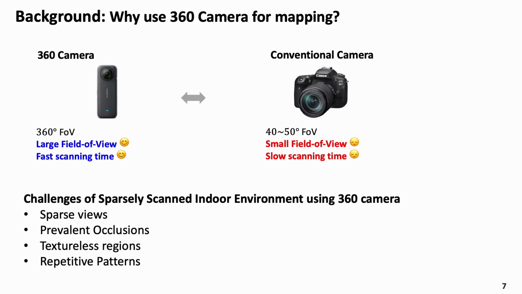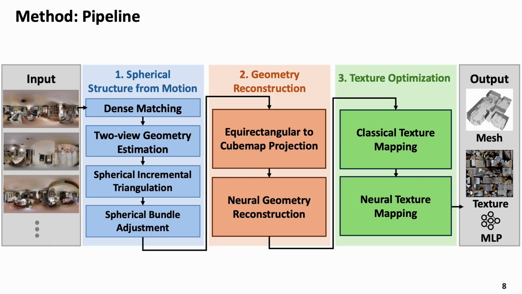But working with sparse views also creates challenges. With fewer images, we often lack overlap, and occlusions become more common. On top of that, indoor environments have their own issues, like large textureless regions and lots of repetitive patterns. Now, let me explain our method. Our method has three main components.